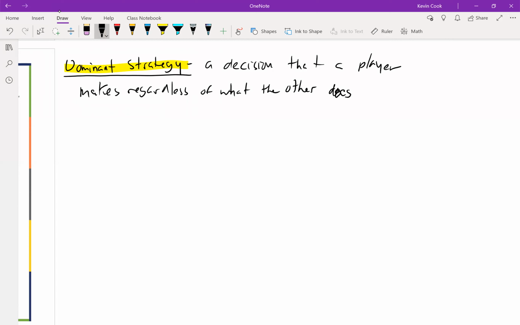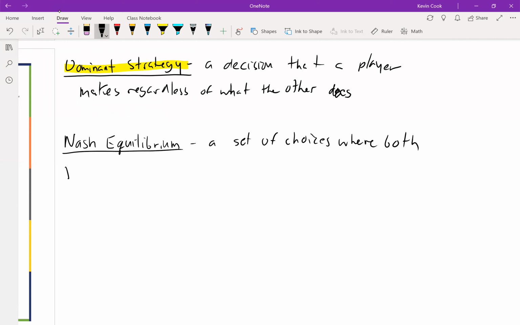The second type of thing we're going to see is called a Nash equilibrium. This is a set of choices where both players will opt for the status quo. We're looking at 2-player games just because it's a little more straightforward, and if we were to try to get a third player in, things get messy. So we're sticking with 2 players for now, where both players will opt for the status quo.